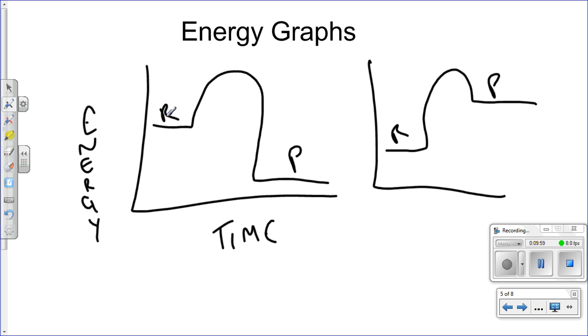Now in this one, the reactants have more energy than the products. So that means that we've lost energy, right? So we'd call this an exothermic or an exergonic reaction. Whereas this one, energy is being added, so we call that an endergonic or an endothermic reaction. Regardless, we're getting a change.